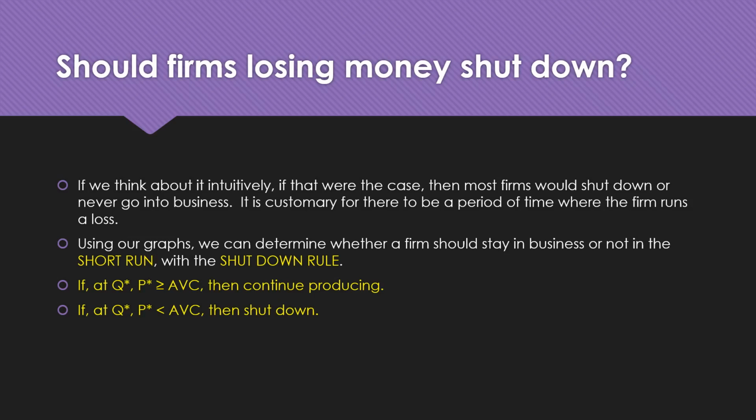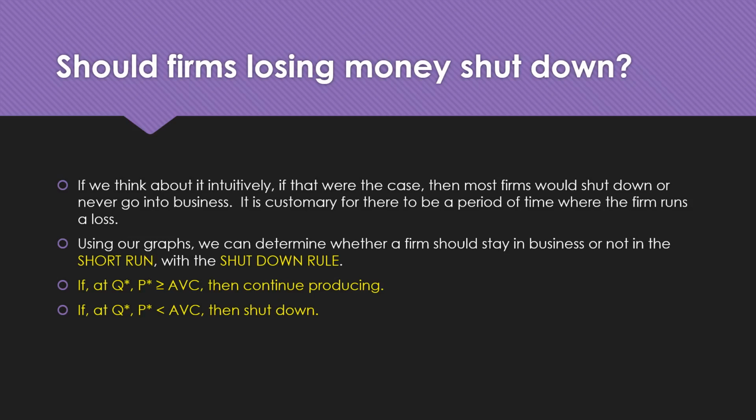And the shutdown rule then, instead of comparing price to average total cost, is going to compare price to average variable cost. Because remember, in the long run, average variable cost is average total cost, and those fixed costs won't be there anymore. So if a firm is charging a price that's higher than the average variable cost, then that means that eventually, once those fixed costs go away, they will be making a profit to the extent of the difference between P star and AVC.